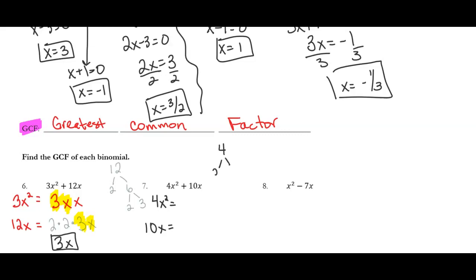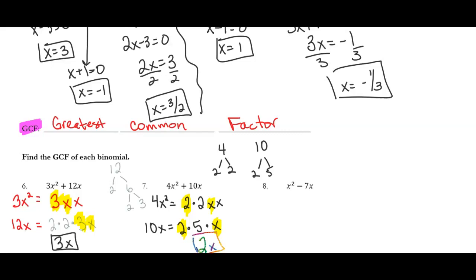So 4 is just 2 times 2, so it's 2 times 2, and then I write out my 2 x's. And 10 is 2 times 5, so I do 2 times 5, and I write out my x. Now that you see what the factored form is of each one, see if you can circle or highlight what each one has. So you should have gotten a 2 in each of them, and you should have gotten 1 x in each of them. So then that means the GCF is 2x.